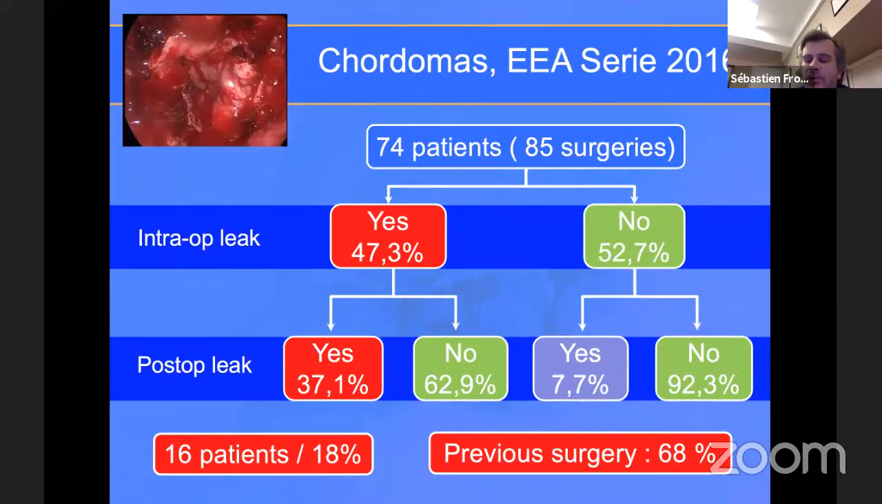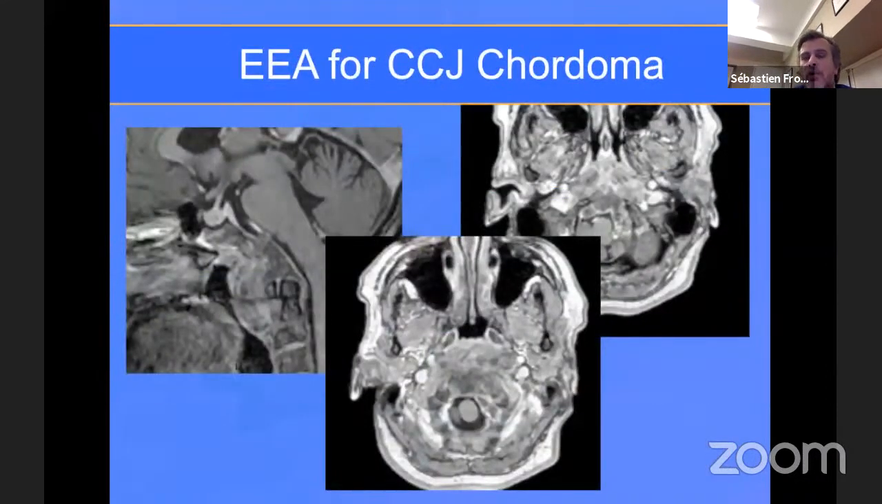And all the teams who are doing a lot of clival chordoma have similar experience when the dura is open, obviously. For a tumor like this, for example, the surgical footprint of the approach, you need to remove a lot of endonasal structures to expose the tumor on both condyles. Well, it has a cost for the patient, as I said.